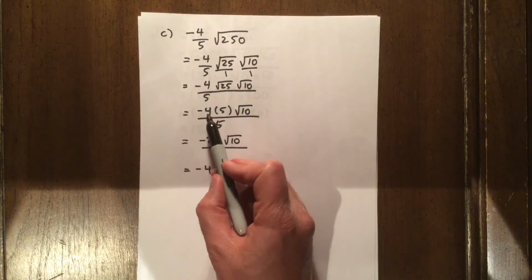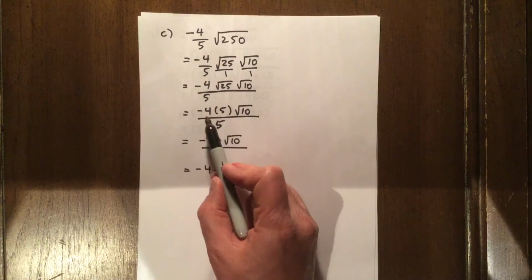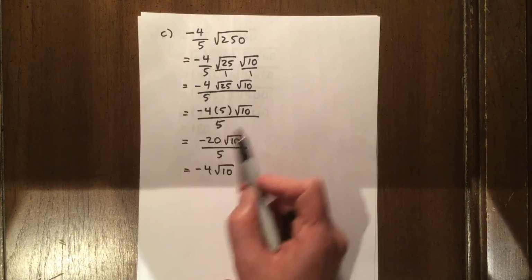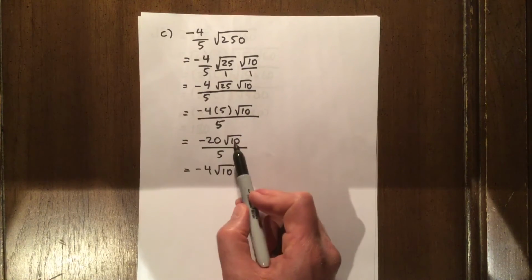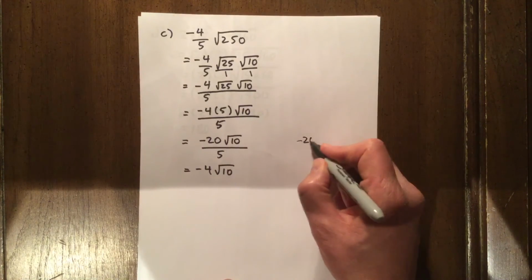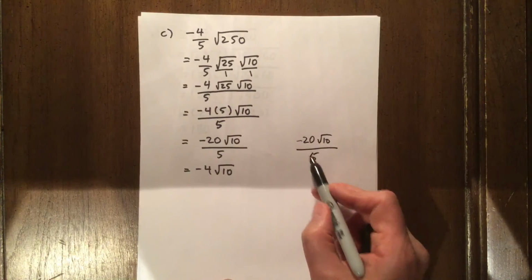So I've got negative 4 times 5 times root 10 over 5. Negative 4 times 5 is negative 20. So I've got negative 20 root 10 over 5. And I've seen people do this. They really want to involve that 5 twice.